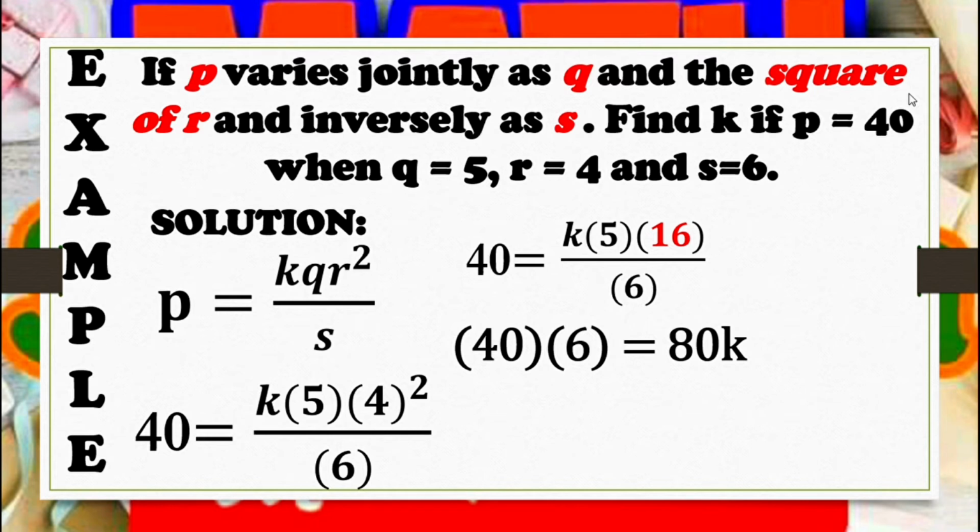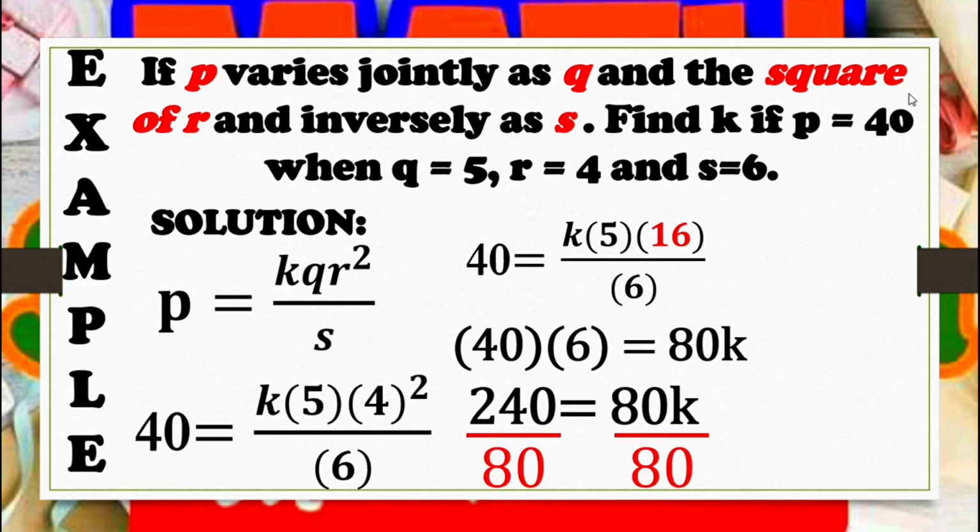40 times 6. The product is 240, and we will copy the expression on the right side of our equation. Since we are solving for our k, we need to divide both sides of the equation by 80, in order for us to get rid of 80 on the right side, leaving k on its place.